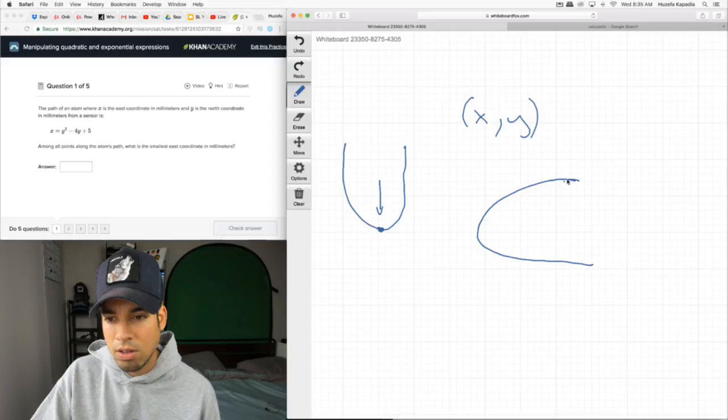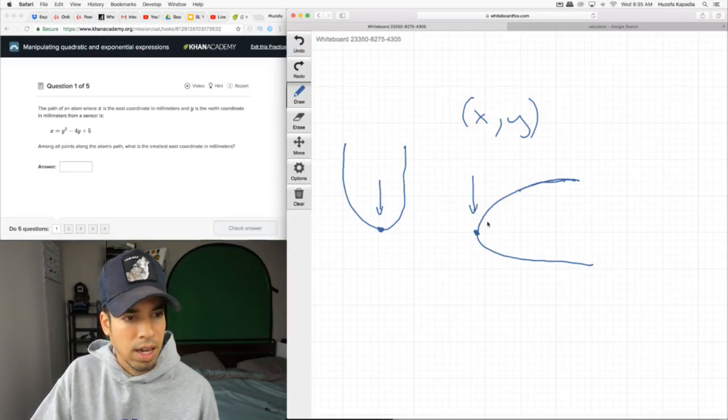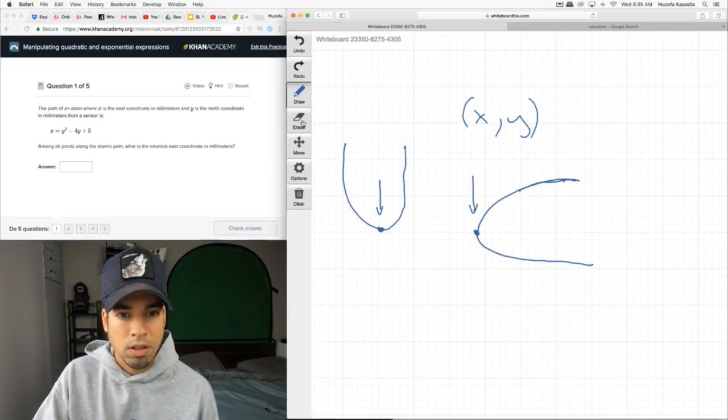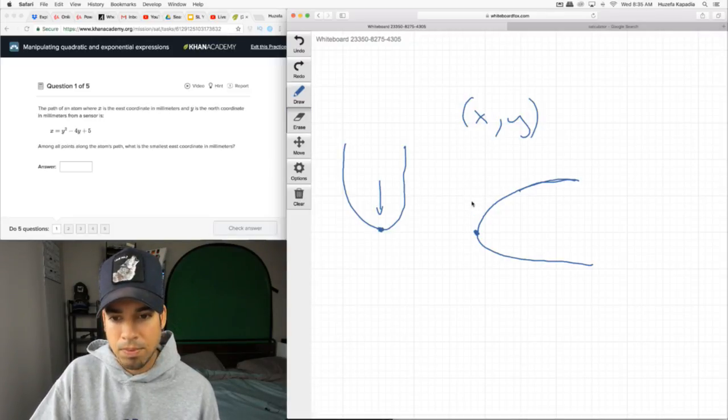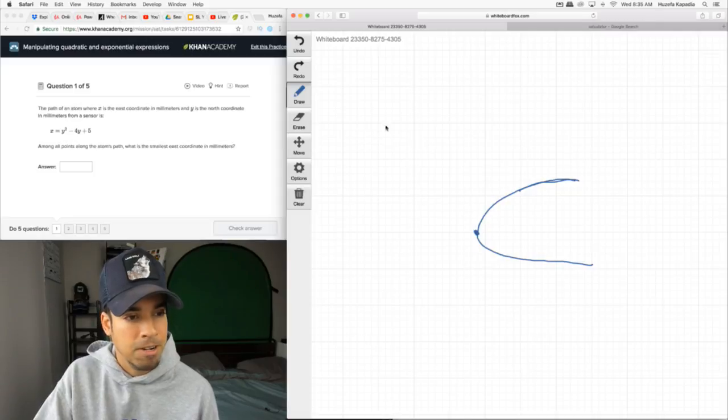But now they're saying, now it's kind of like flipped, it's going this way, and we still need to find this point, but we need to find the x value right here. We need to find the x value that is going to be at our minimum. Well, the way to do that, if I had a regular quadratic equation, I would be putting this in vertex form and finding that minimum, so I'm going to do the same thing here.